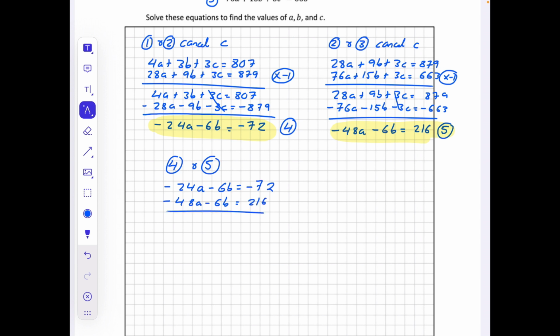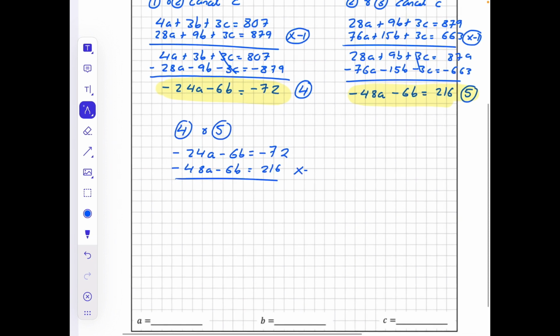Now, the B's here are going to be easier to cancel. They already have the same number in front, but unfortunately the signs are the same, so they don't cancel the way they are now. I'm going to multiply all the bottom line by negative 1, so leave the top line alone. And 48A plus 6B is equal to minus 216.